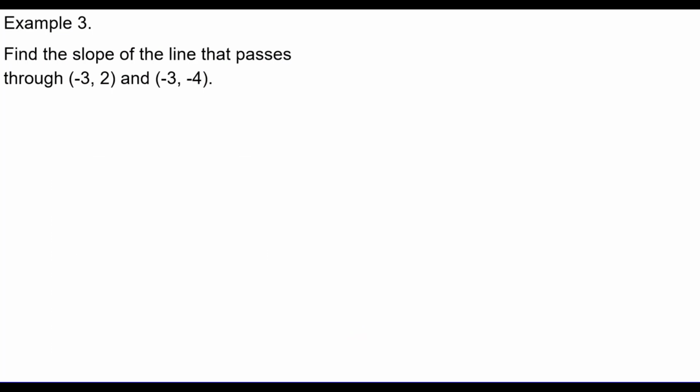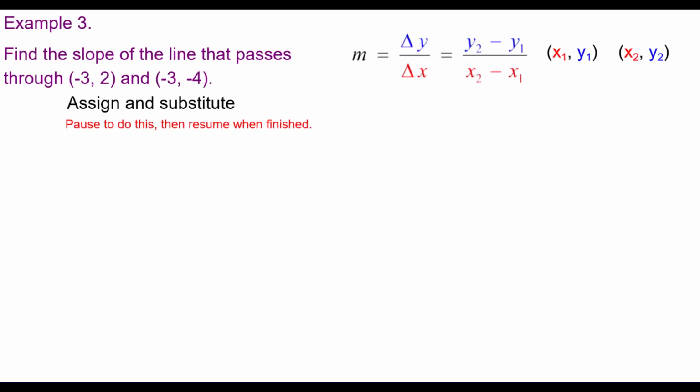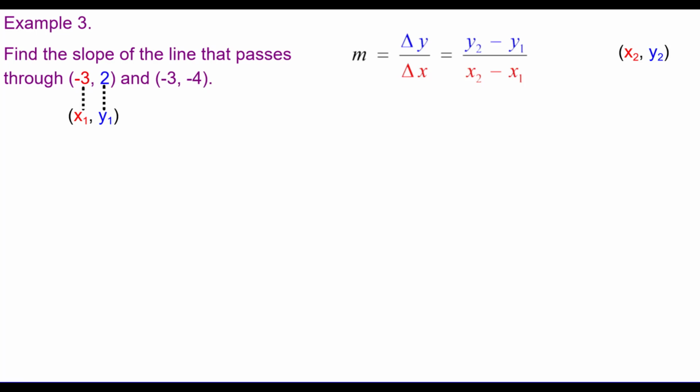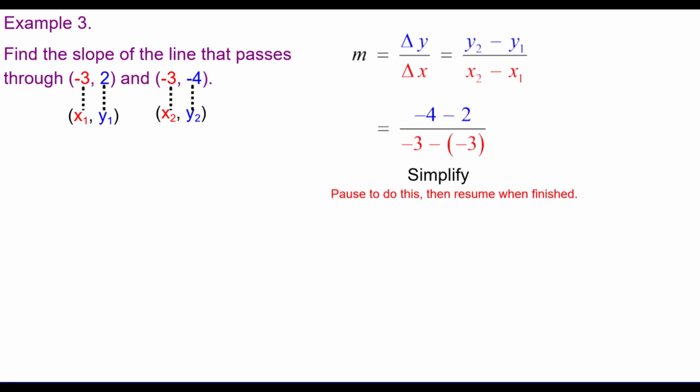Example 3, find the slope of the line that passes through these 2 points. Again, what we'd like you to do is assign and substitute. Pause to do this and resume when you're finished. So here's what we assigned for x1 and y1, x2 and y2. Now we substituted, we got -4 minus 2 over -3 minus a -3. Go ahead and simplify that. Press pause and resume when you're finished.